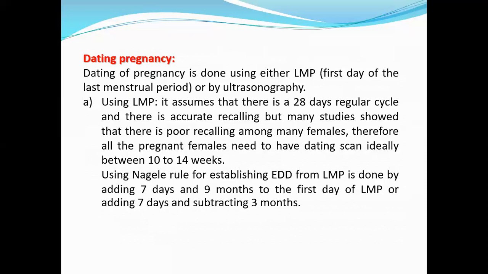Dating of pregnancy is done using either LMP, first day of the last menstrual period, or ultrasonography. When we use the LMP, it assumes that there is a 28 days regular cycle and there is accurate recalling. But many studies show that there is poor recalling among many females. Therefore, all the pregnant females need to have a dating scan ideally between 10 to 14 weeks.